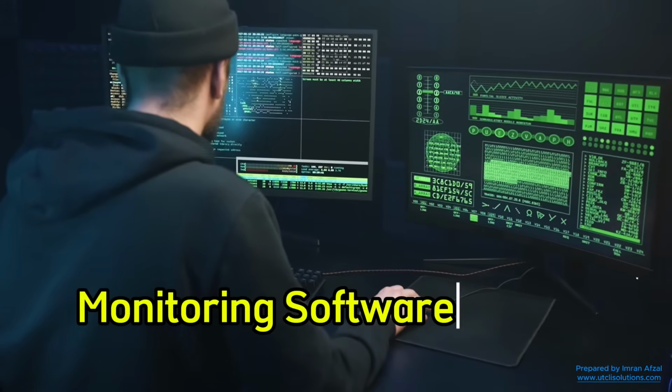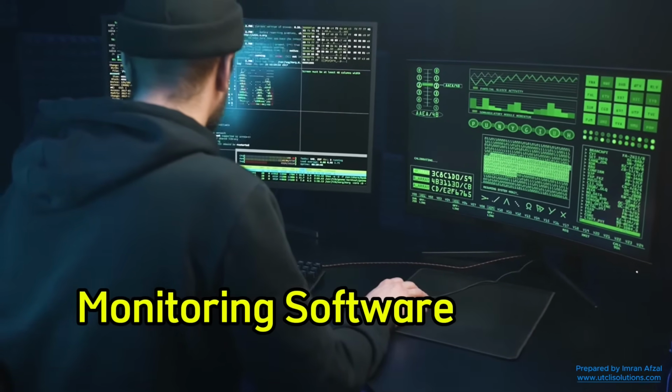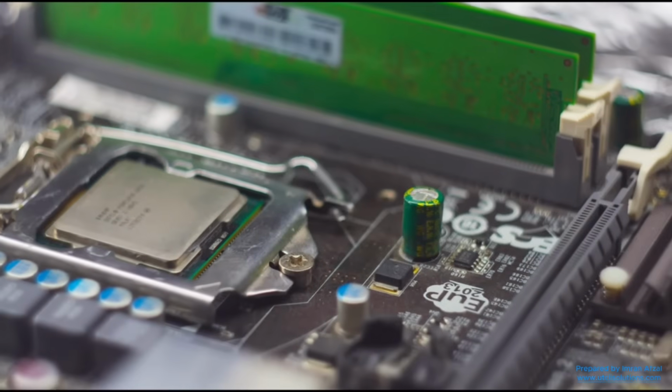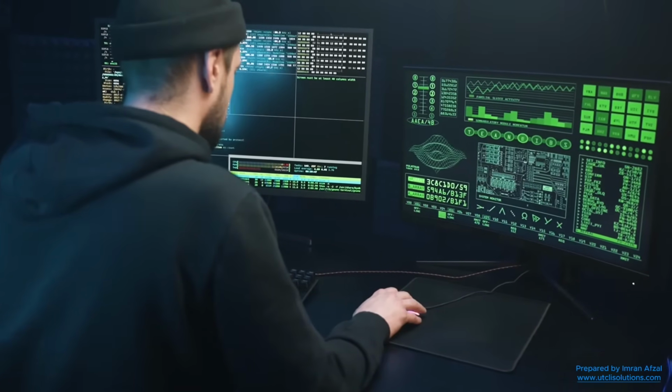Monitoring software. These tools help sysadmins keep an eye on system performance. They can see if the computer is running too hot, using too much memory, or is about to crash. These tools help them solve problems faster, even before you notice them.